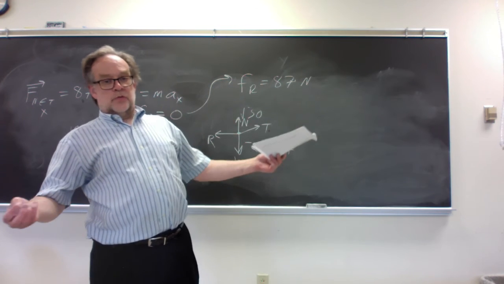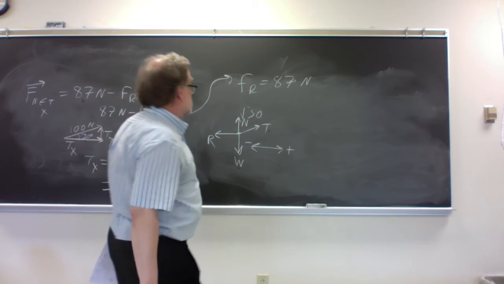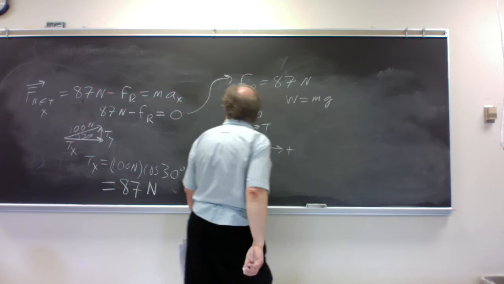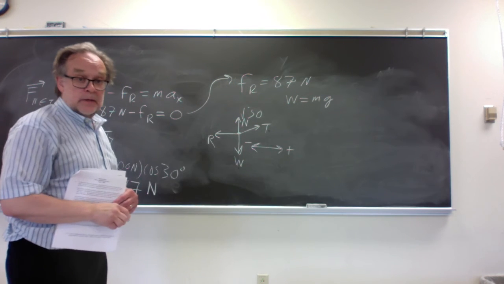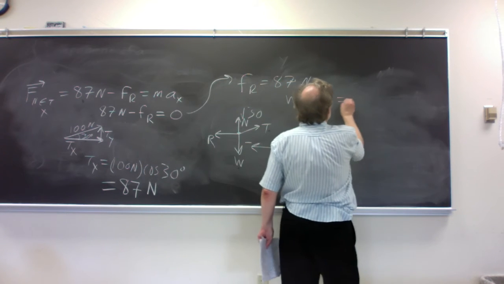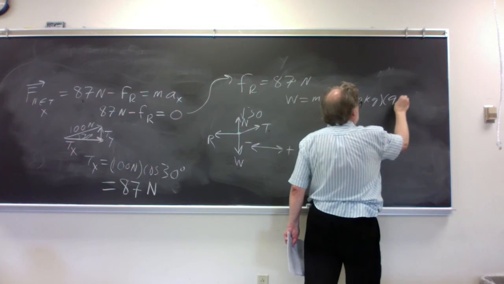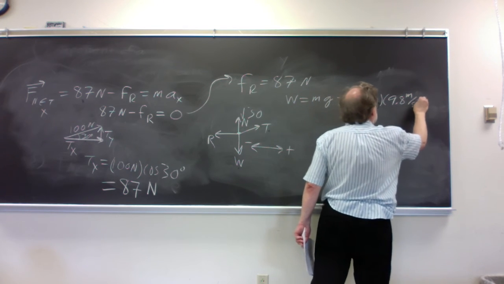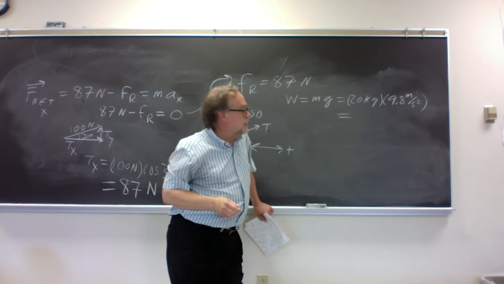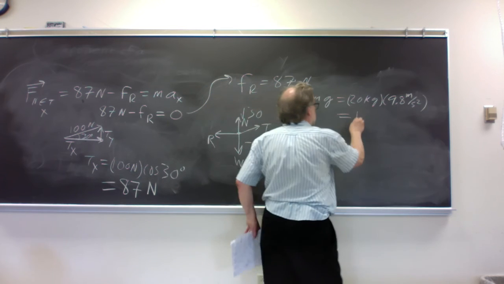Now we need to figure out the vertical forces. Do weight first, that's the easy one. Weight is just mass times g. And the mass of that wagon was 20 kilograms. And then g is 9.8 meters per second squared. So that weight then comes out to 20 times 9.8, or 196 newtons.